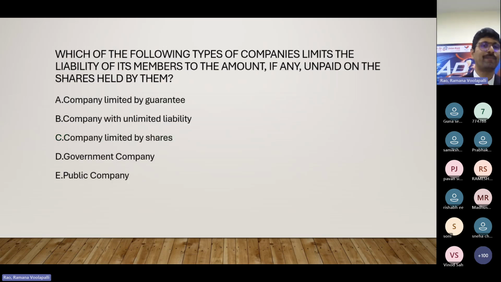Which of the following types of companies limits the liability of its members to the amount, if any, unpaid on the shares held by them? Then it is called limited by the amount that they have paid. Aman ji said company limited by guarantee, but there is no guarantee in this. We are talking about the amount only. So you can correct it. Yes, Geeta ji, Mahato ji, Vandana ji. Great, company limited by shares.